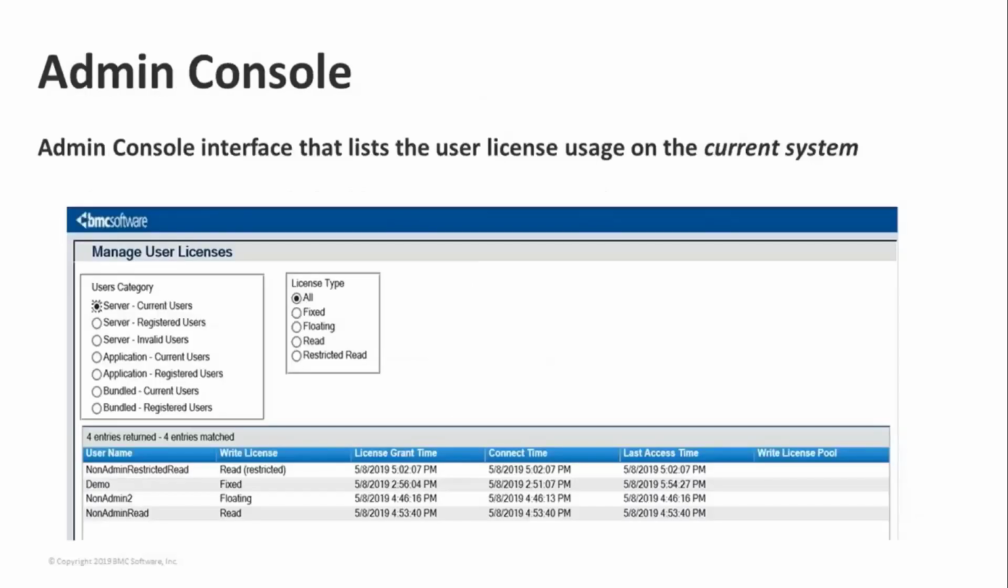Okay, let's look at each one of these. The admin console is the interface that lists the usage count on the current system. The users listed here may also be on other systems, and there may be other users that aren't listed here that are connected to other systems. But this is going to give you the view of how many users are connected to this system and what their current license type is. It also gives you the information of when their license was granted and the last time they accessed the system. So this is the server's internal view of what users are connected to it.